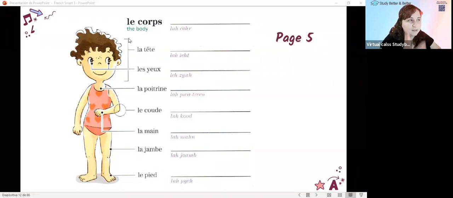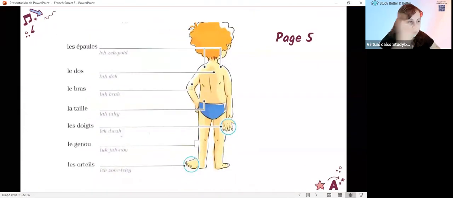So here we have le corps, la tête, les yeux, la poitrine, le coude, la main, la jambe, le pied. And also remember the difference that I'm doing whenever I'm pronouncing, instead of saying les coudes, no, because that will be for plural, it's le coude, d'accord? Okay, so let's keep going with the other parts of the body.